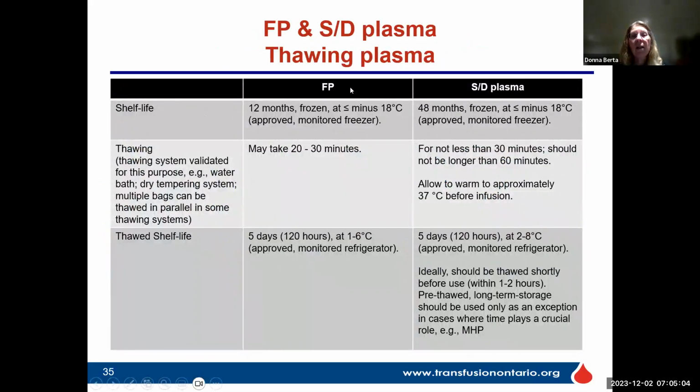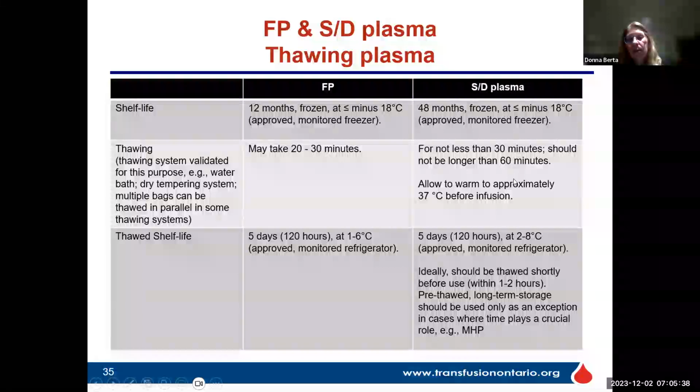And that's again because whether it's FP or SD plasma, both are stored frozen. SD plasma can be stored a little bit longer frozen, but they both have to be thawed. And standard for thawing FP, blood banks have been doing that for years, decades, takes 20 to 30 minutes. For SD plasma, the guidance in the monograph says not less than 30 minutes, shouldn't be longer than 60 minutes, and it should warm to 37 degrees body temperature before you infuse it. So a little bit more involved with thawing SD plasma.